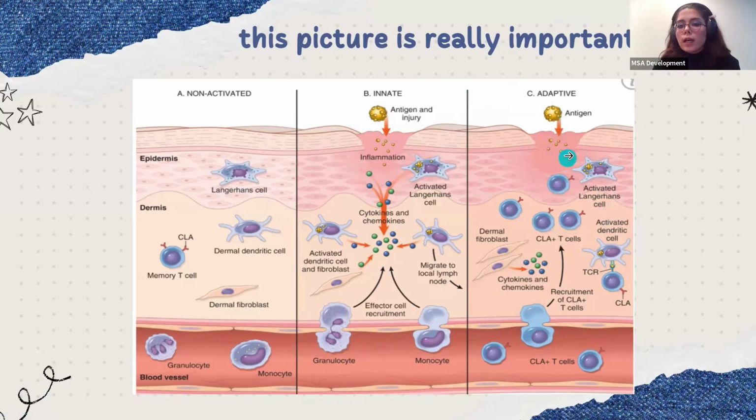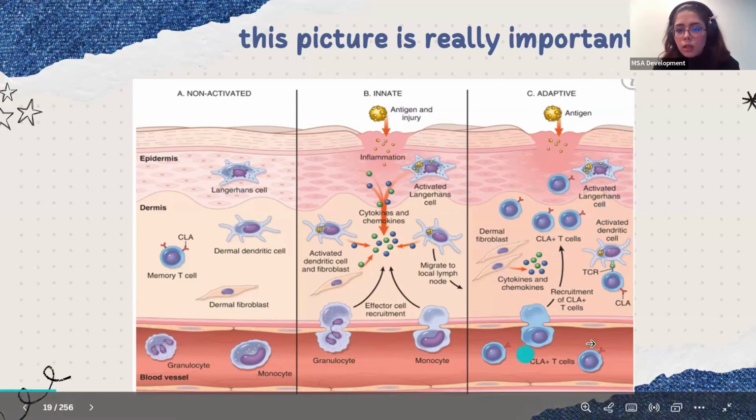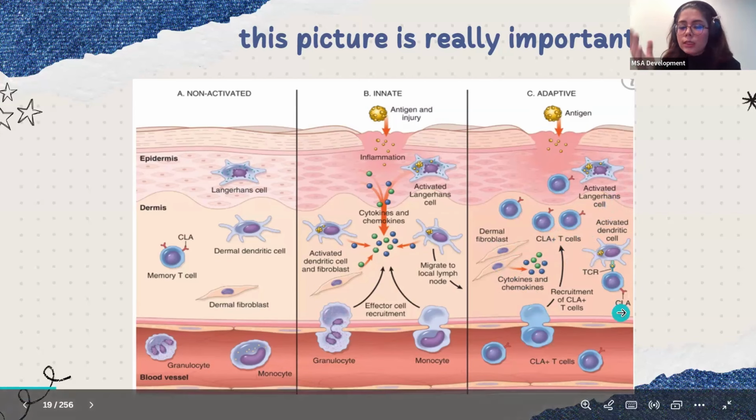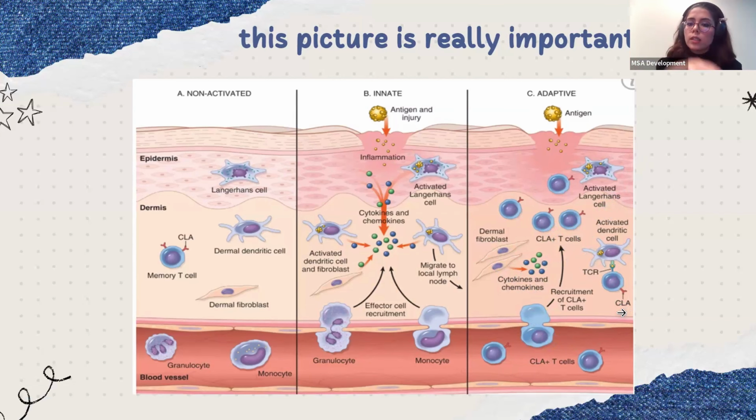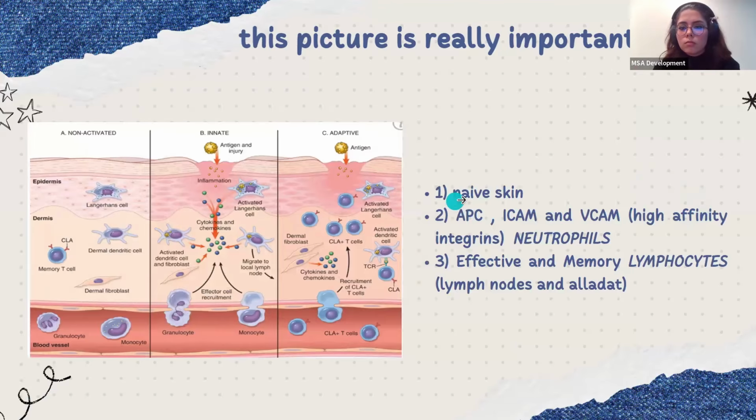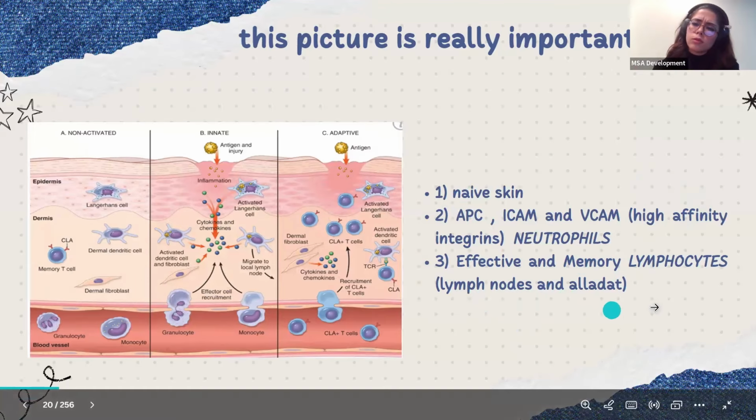So you have the antigen, you have the activated Langerhans cells, the CLA positive T cells, the cutaneous lymphocytic antigen T cells. They go to the Langerhans cells, they tell them what to do. More T cells are also recruited to help fight the infection. That's it. Effector and memory lymphocytes, so lymph nodes and all of that.